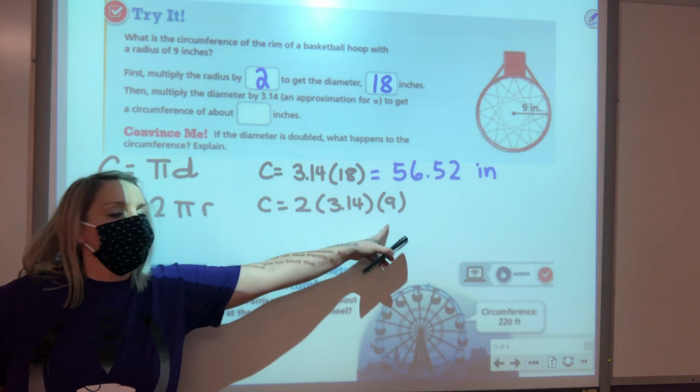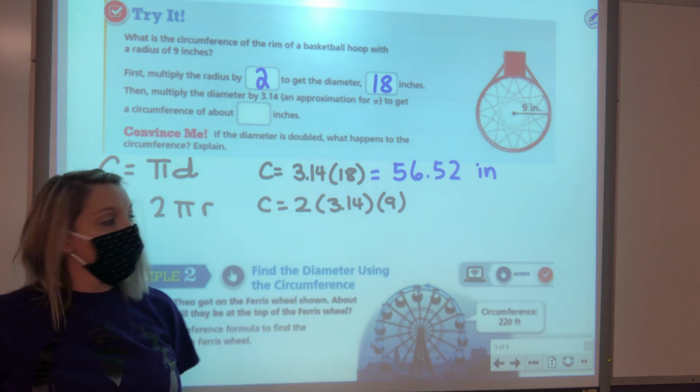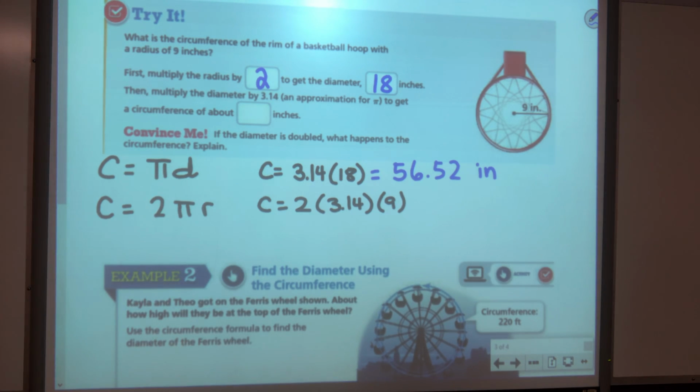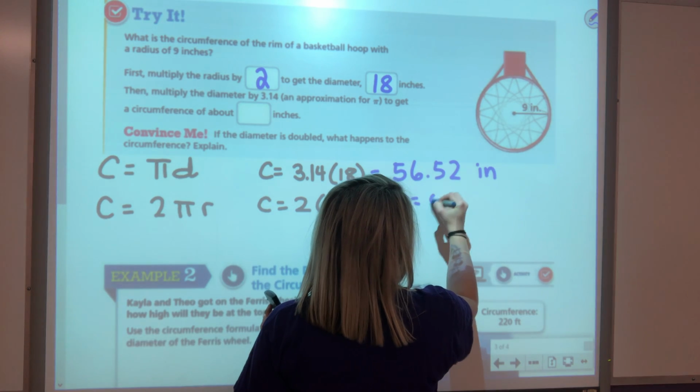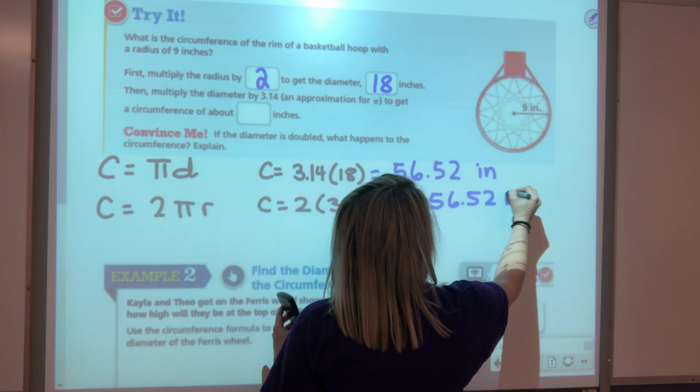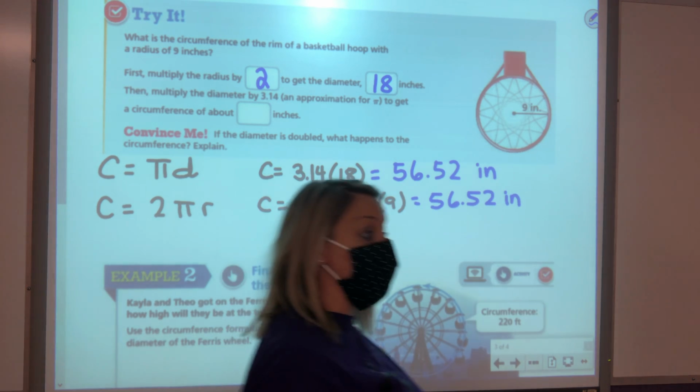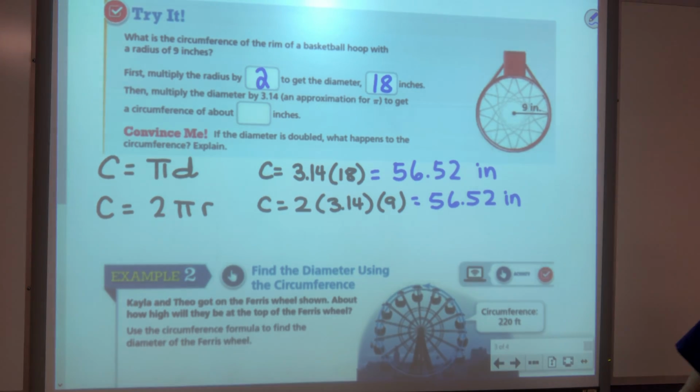I want you to do this one. 2 times 3.14 times 9. Same thing, right? Does it matter which formula you use? You get the exact same thing. Now the problem is you have to understand when to use the diameter and when to use the radius formula. Or you can always use the diameter formula, but you just need to double the radius when you see a radius.